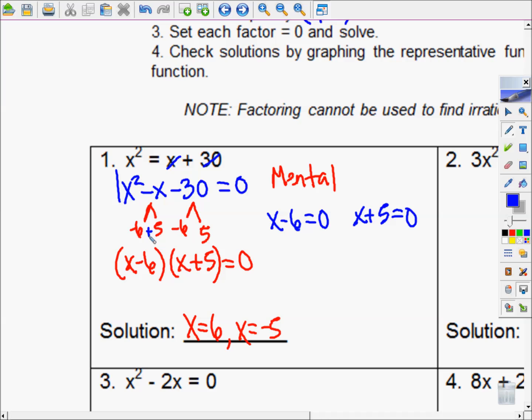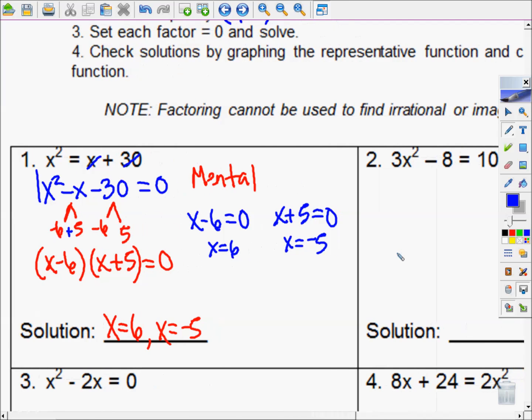So to solve, I separate them. What would x have to be in order for this to be a true statement? It would have to be a positive 6. And what would x have to be in order for this to be a true statement? A negative 5. So do y'all understand where our solutions come from now? Any questions about where our solutions come from? Any comments or concerns? Still good to go? Alright.